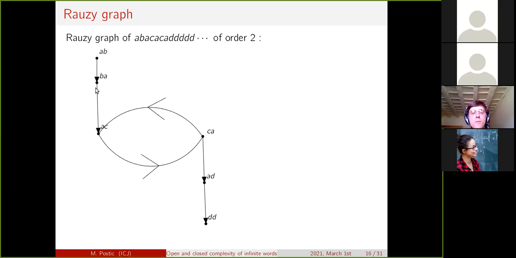Now, what I mean by the fact that a path in the graph does not necessarily correspond to a factor in the word: if you look at this graph, you can see that the factor BA is at distance only 1, 2, 3 from the factor AD. But the thing is that the corresponding path BACAD does not occur anywhere in the word. So what it means is that you can have two factors which are really close in the Rauzy graph, but which are always far away in the word.